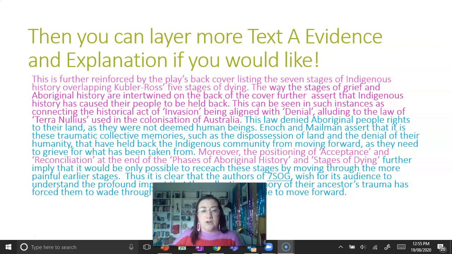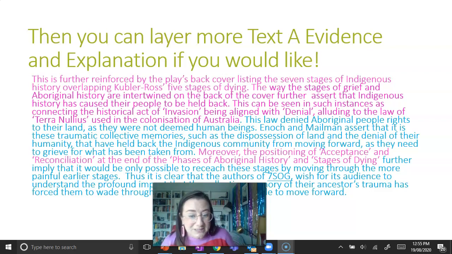Okay, so I explain how my evidence proves my point. And I'm particularly focusing on that explanation. I'm particularly focusing on that question 3. Okay, you know, why does the author put this in there? Moreover, so I'm giving another piece of evidence. Okay, so I'm popping lots of text A evidence in.